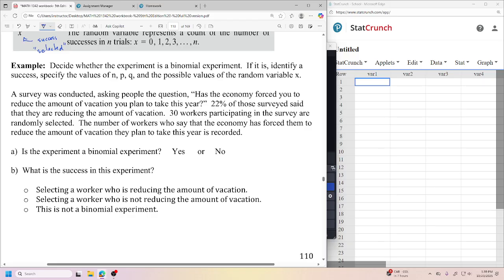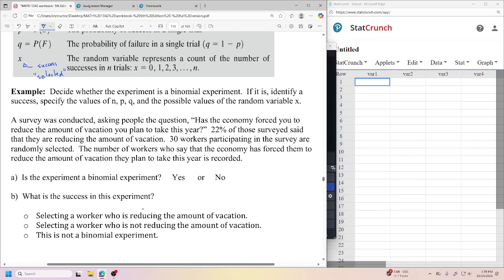It says decide on what all this stuff is. Let's figure it out. A survey was conducted: has the economy forced you to reduce the amount of vacation this year? And 22% say they reduced vacation, out of 30. Those are the numbers we're going to use. It asks, is this binomial? They're asking, have you reduced your vacation? You're going to say yes or no. So yes, it's binomial.